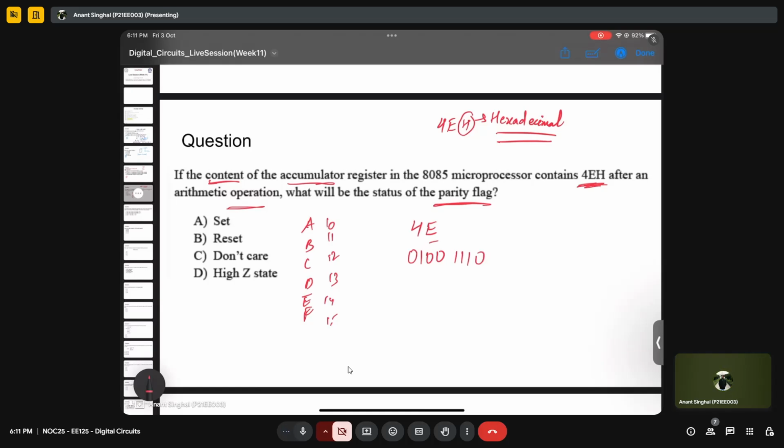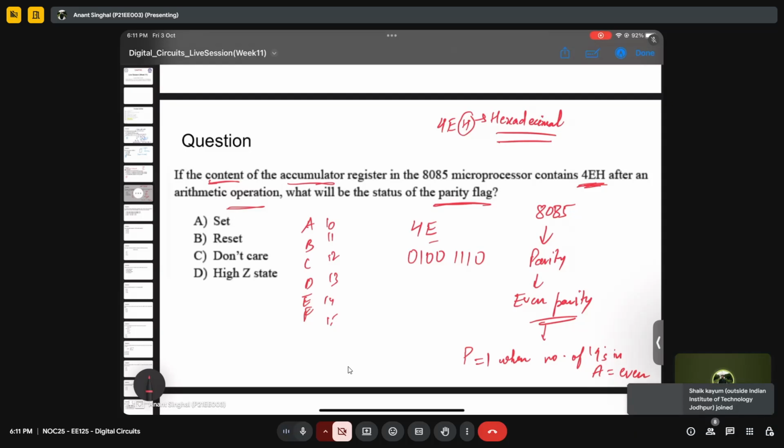So 8085 has a parity flag, which is an even parity flag, not a generator. This means the parity flag will be 1 when the number of ones in the accumulator is even. Whenever we have an even number of ones in the accumulator, your parity flag will be set to 1. Otherwise, your parity flag will be reset.